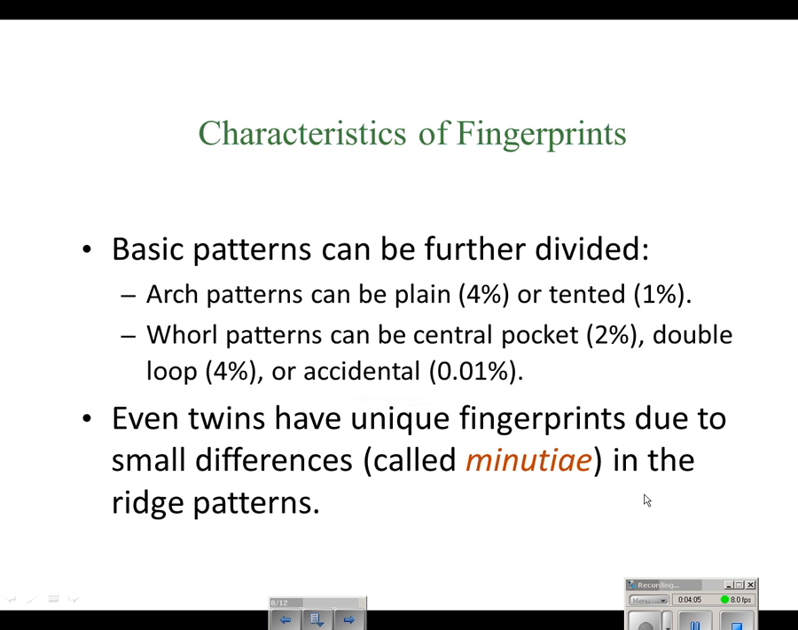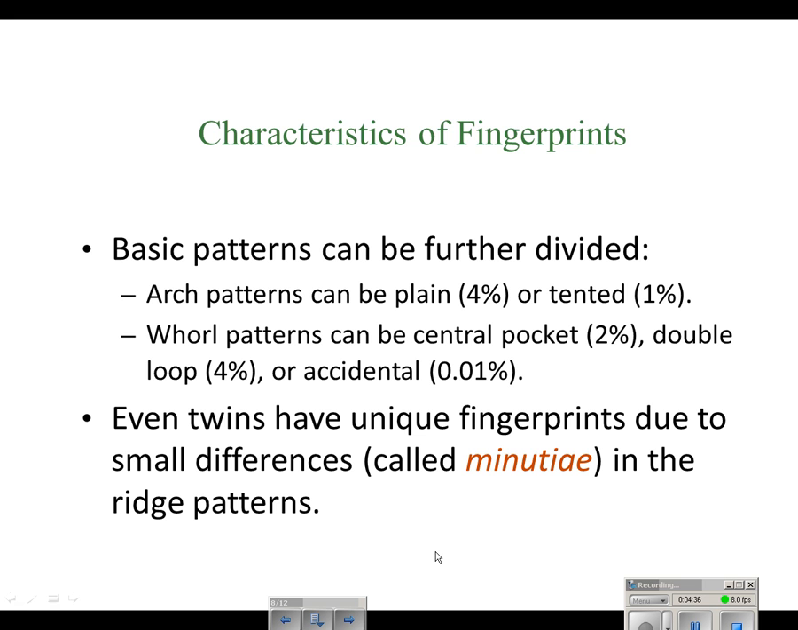And then we divide those characteristic patterns even more. So arch patterns can be plain or tented. So a plain arch is what I showed you, or a tented arch has a really high peak. And that's kind of rare. And whorl patterns can either be a central pocket whorl, a double loop, or an accidental. And the accidentals are quite rare. The main patterns that you need to know are loop, whorl, and arch. And we've already talked about twins having unique fingerprints, and these small differences that cause that are called minutia.